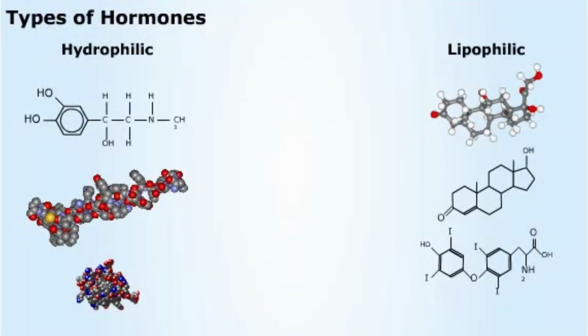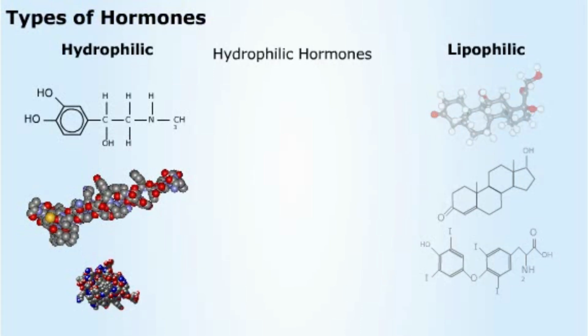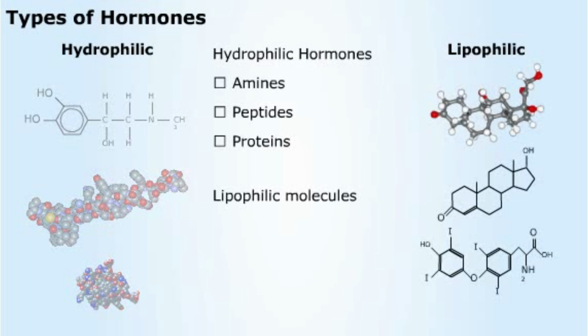Although many different hormones have been identified, hormones can be classified into two groups. Hydrophilic, or water-loving molecules, include amines, peptides, and proteins. Lipophilic, or lipid-loving molecules, include steroids and prostaglandins.